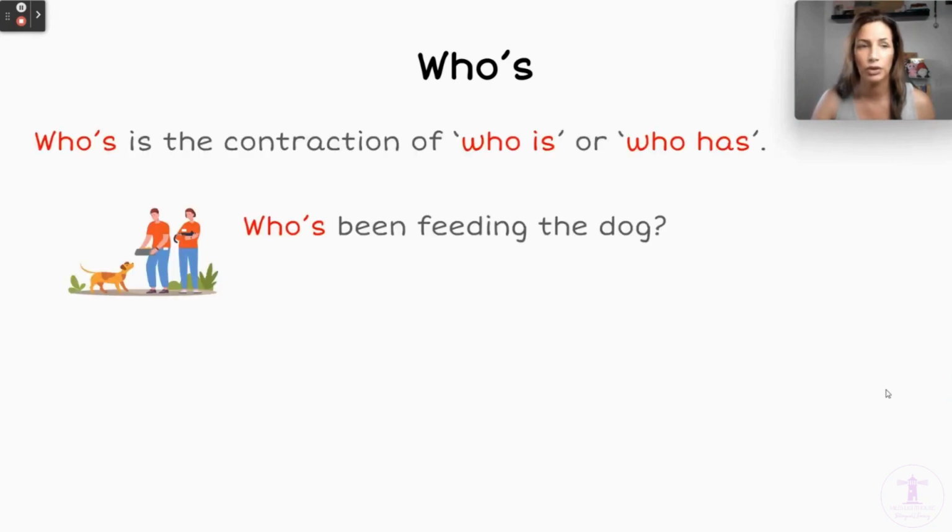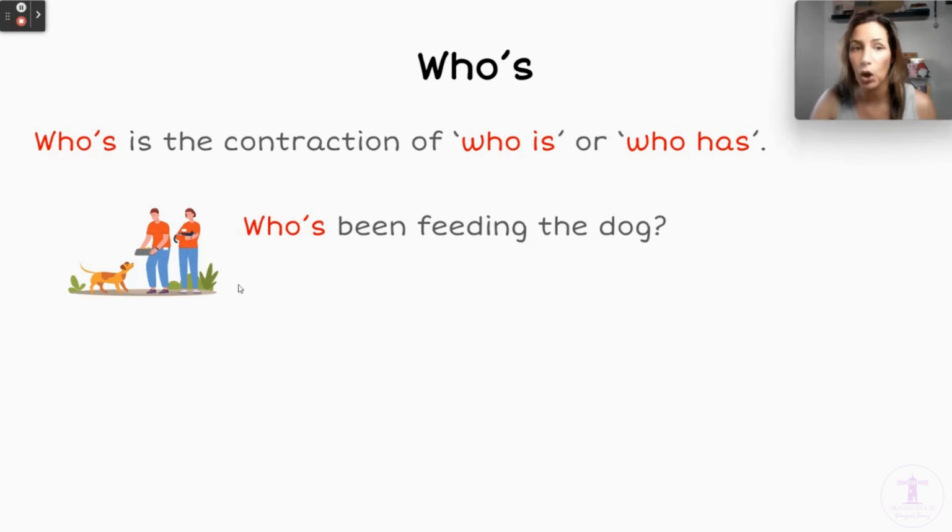Let's look at a few more examples so that we can really understand what we use this word for. Let's remember that who's is the contraction, I take two words and put them together, of who is or who has. So in this sentence, I have a picture of a dog, and they're going to give it some food. The dog is hungry. So this question goes perfectly with this picture. Who's been feeding the dog?